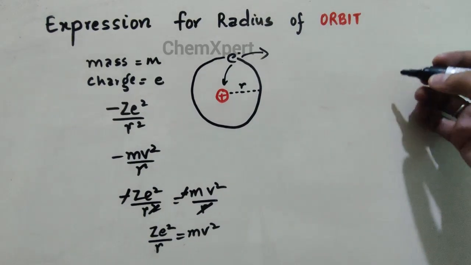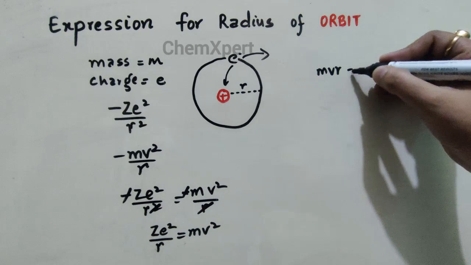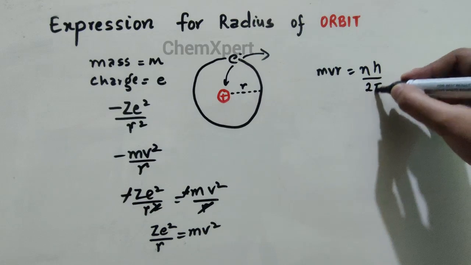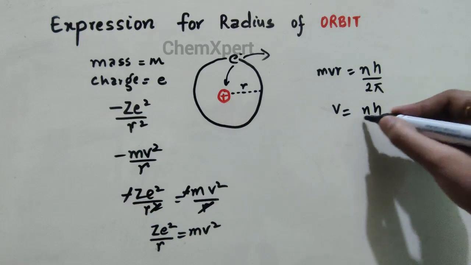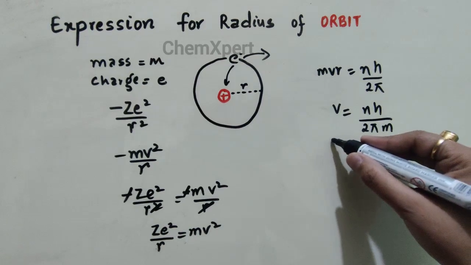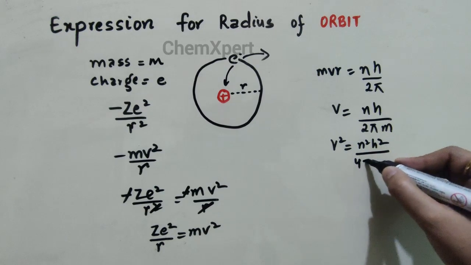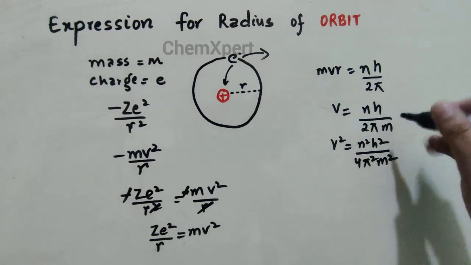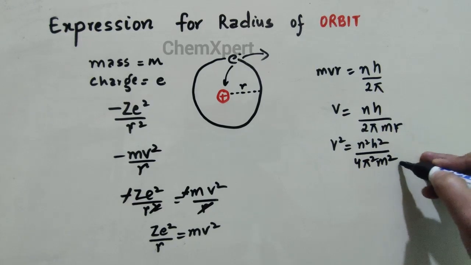Now, according to Bohr's postulates, the angular momentum mvr is quantized and it is given by the relation nh over 2 pi. So by taking m and r to the other side, we get v is equal to nh over 2 pi mr. Now squaring both sides, we get v square is equal to n square h square over 4 pi square m square r square.